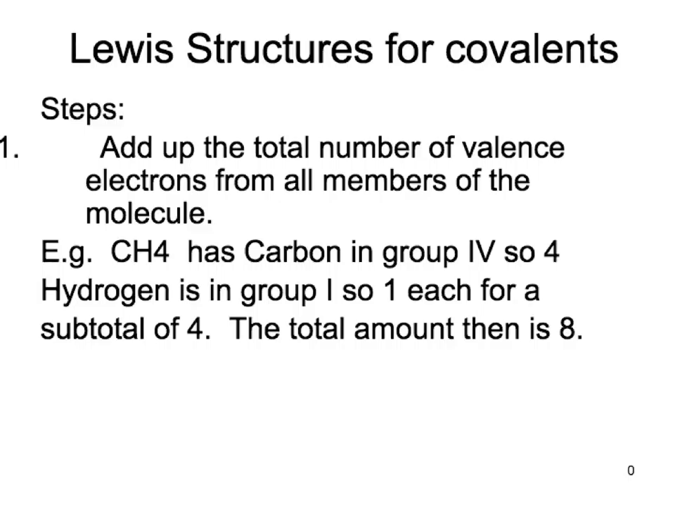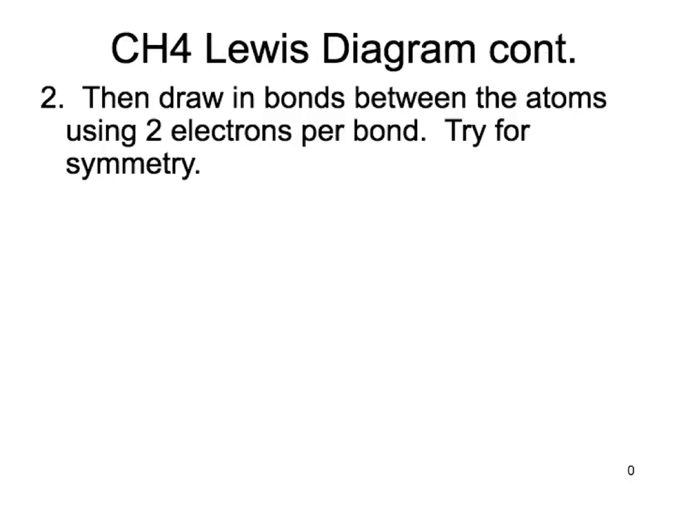So, for example, CH4: carbon is in group 4, so 4. Hydrogen is in group 1, and there are 4 hydrogens, so 4. We have a total of 8. Do that first for every single one. The second thing you're going to do is draw in bonds, and you're going to use 2 electrons per bond.